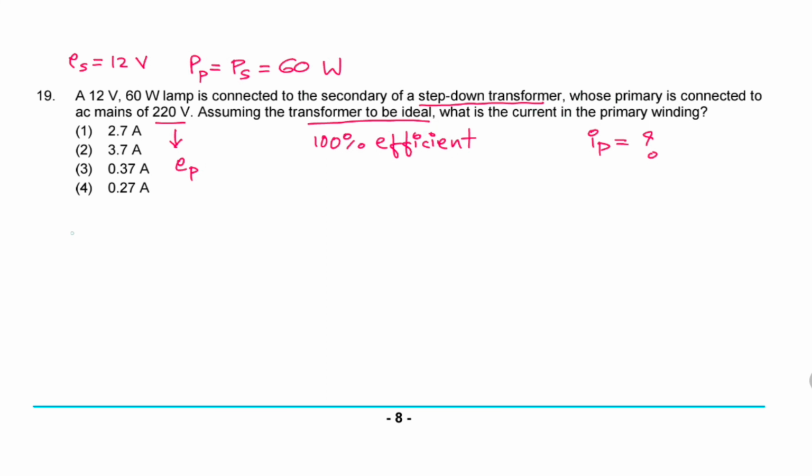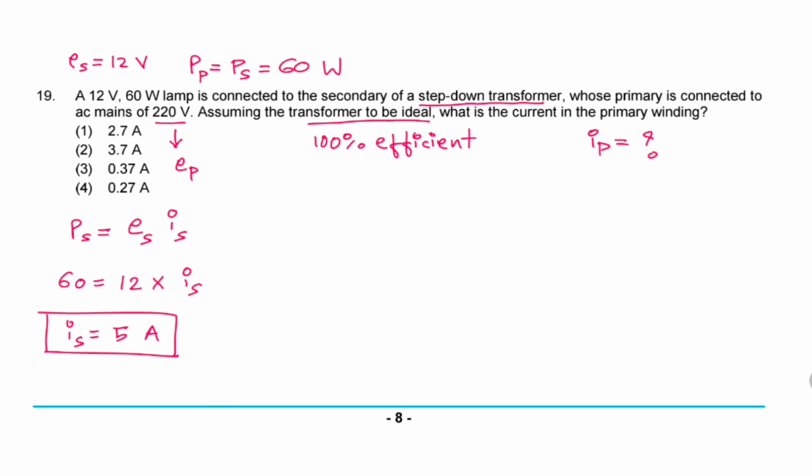Students, can I say power for secondary can be considered as EMF multiplied by current? Obvious. Now what is power for secondary? It is 60 watt, that is equal to EMF for secondary, 12 volt, multiplied by IS. IS is current through secondary. The formula for IS will be 60 by 12, which is 5 ampere. Current for secondary winding is 5 ampere.